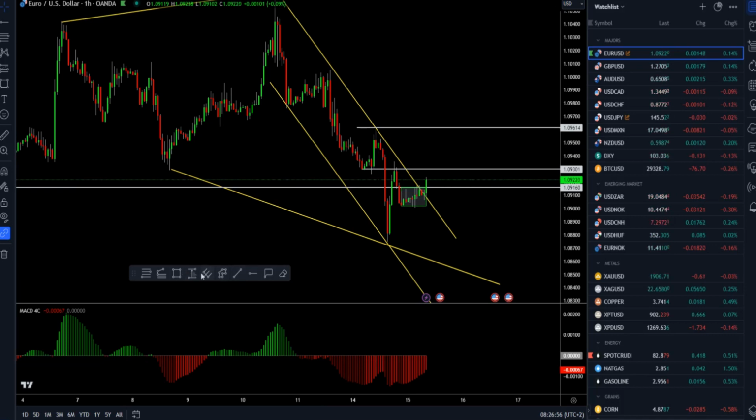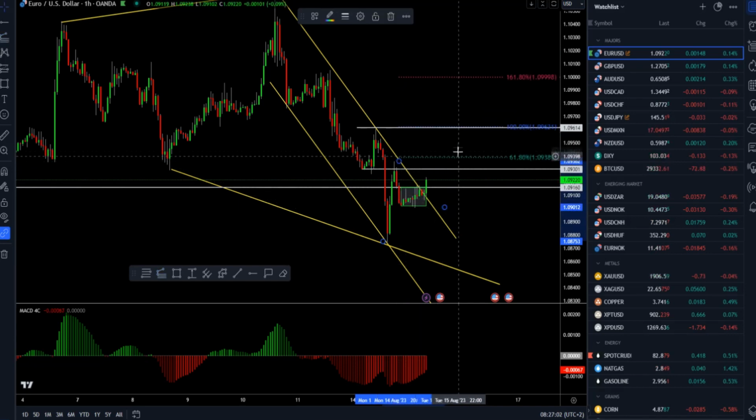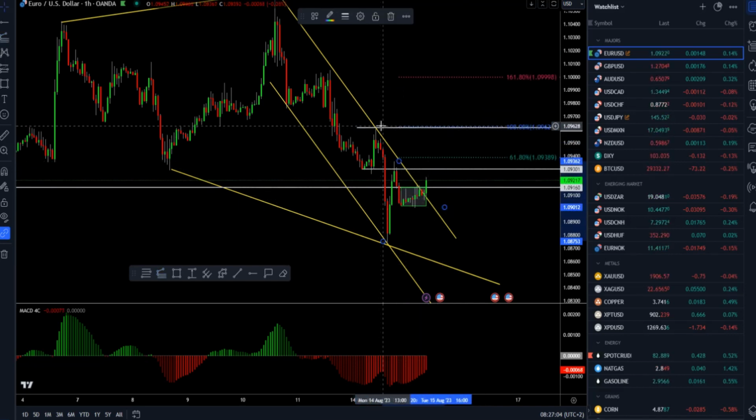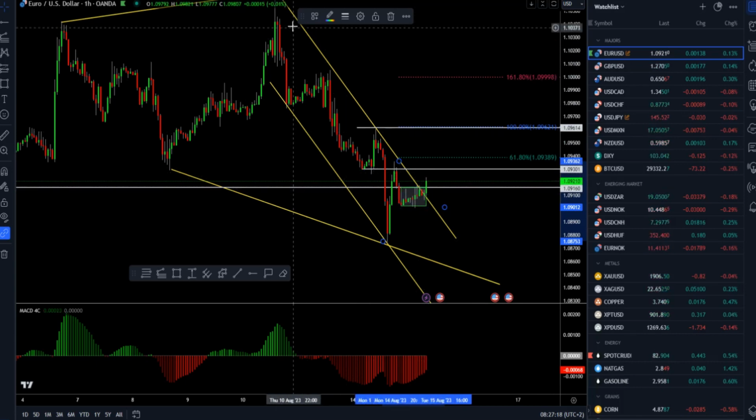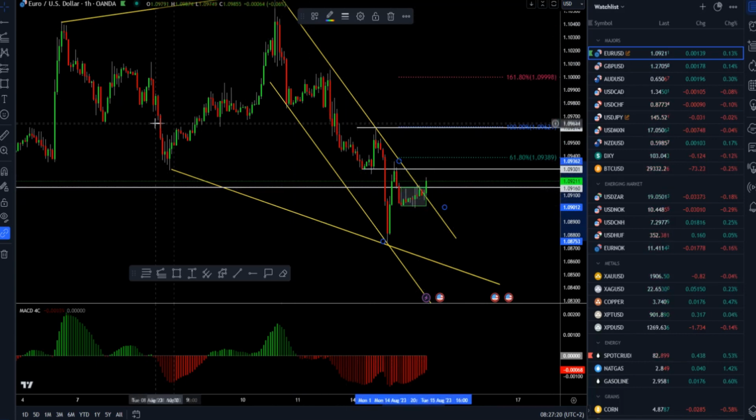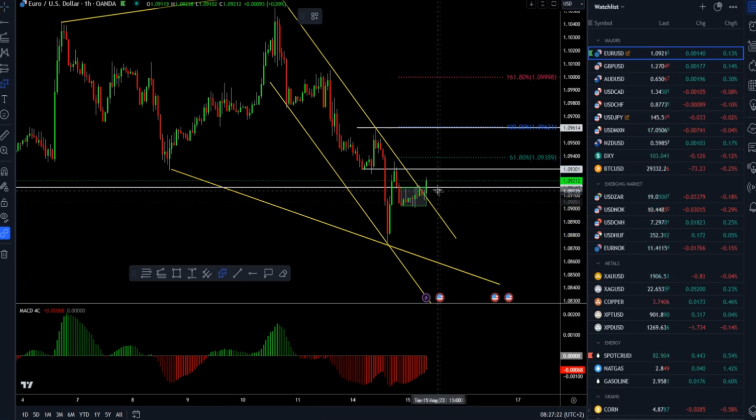I will also take the Fibonacci expansion tool and then project around 100%. So Fibonacci 100% is exactly this previous swing high on the hourly time frame at 1.0960 and 161.8 Fibonacci expansion is sitting around 1.1 level. So far, it seems like market wants to break the supply trend line, and that there is a chance for this upside scenario to develop.